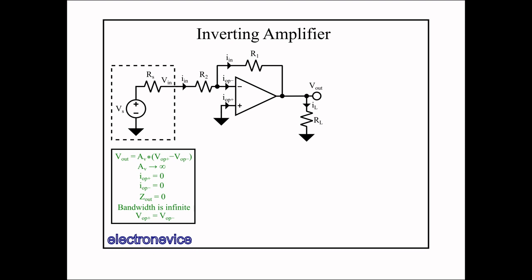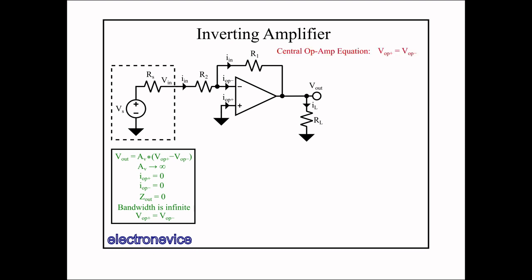Note that R1 and R2 are actually in almost the same positions as with the non-inverting amplifier, except with the inverting amplifier, instead of R2 being grounded on one side, it's connected to our input signal. To calculate the output voltage Vout, we need to know two pieces of information: the voltage at VOP- and the current through R1.